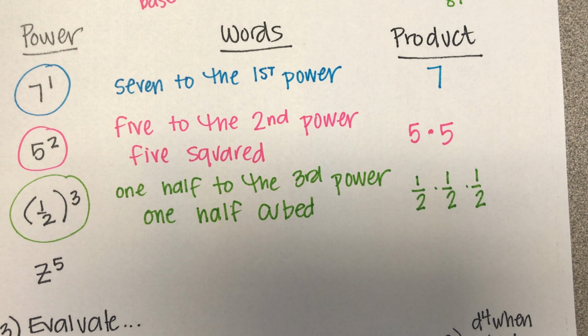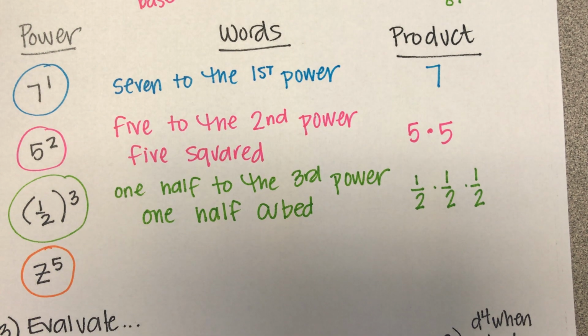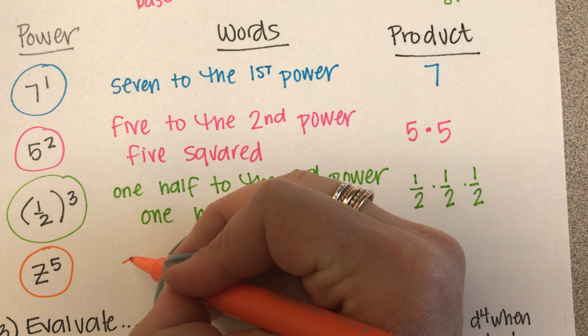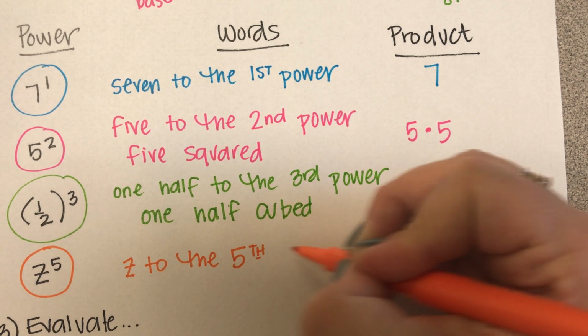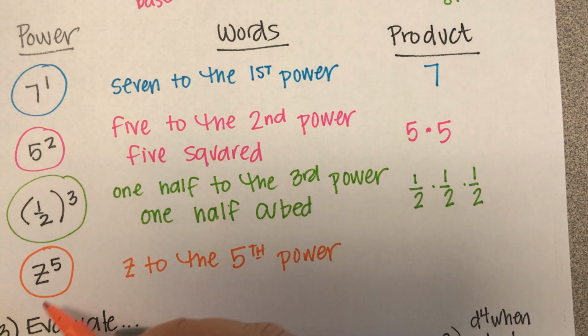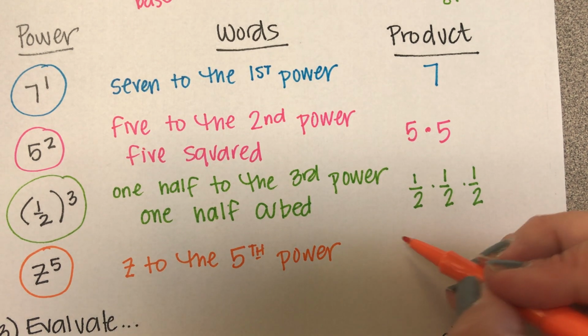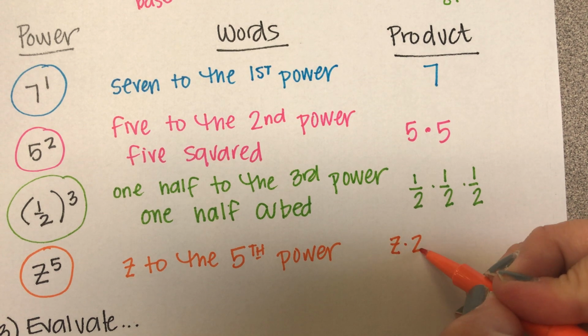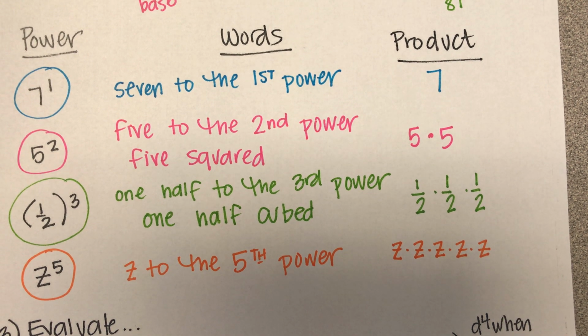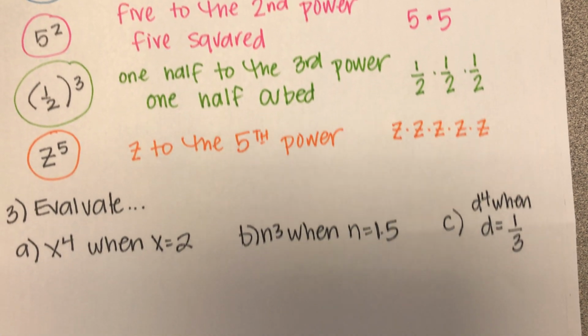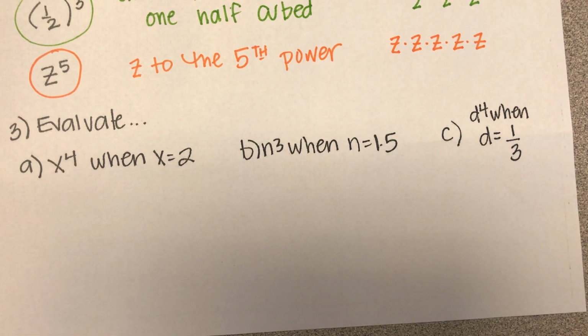Okay, and then let's look at this bottom example. So this is the letter Z to the 5th power. It's Z being used as a factor 5 times. So this means Z times Z times Z times Z times Z. Okay, and I only put that little line through it so it didn't look like a 2. So the last little row of examples, it's kind of combining the evaluate with the exponents.